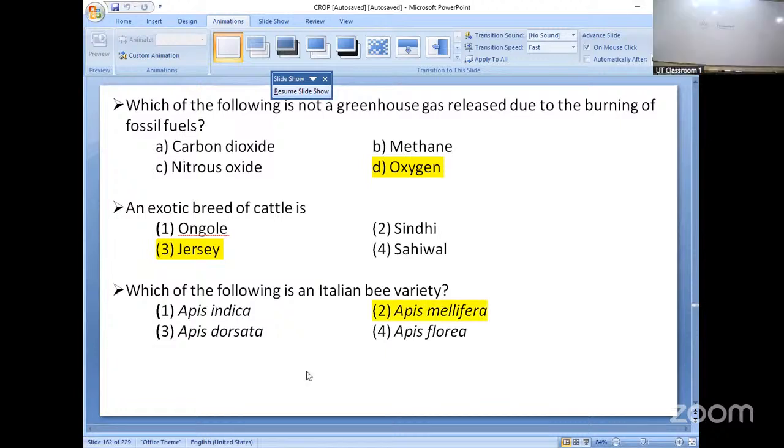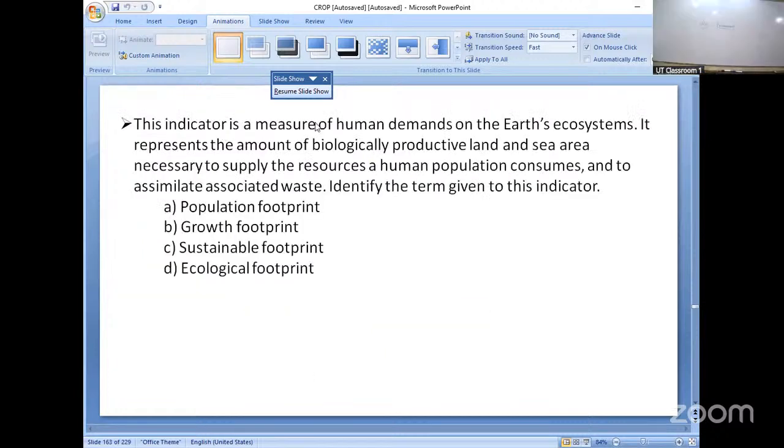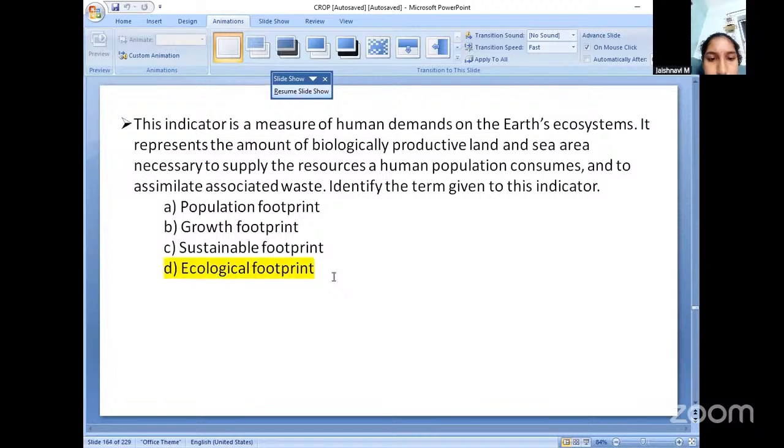This indicator is a measure of human demand on the Earth's ecosystem. It represents the amount of biologically productive land and sea area necessary to supply the resources our human population consumes and to estimate associated waste. What is the indicator? Population footprint, growth footprint, sustainable footprint, or ecological footprint? Ecological footprint.